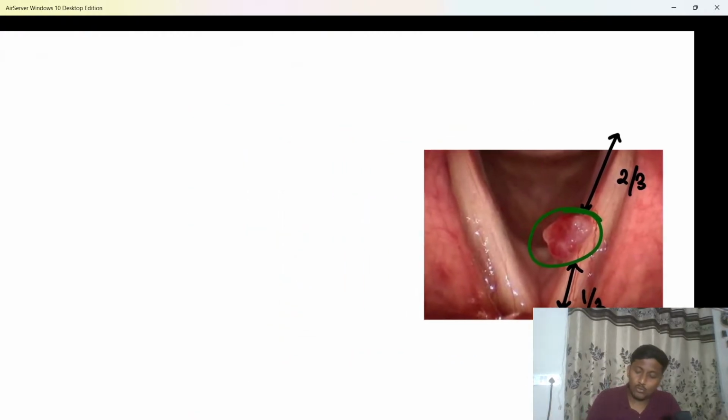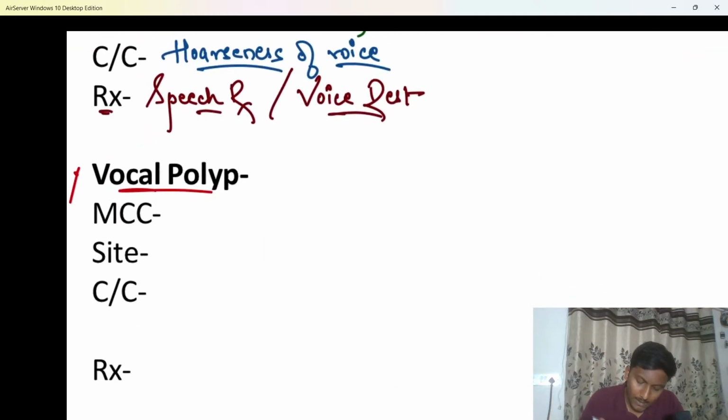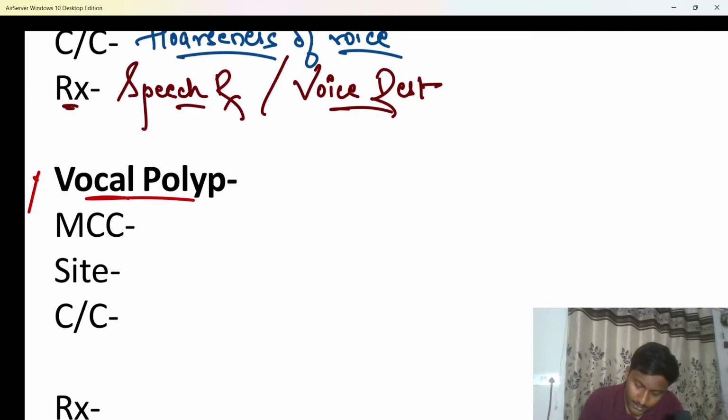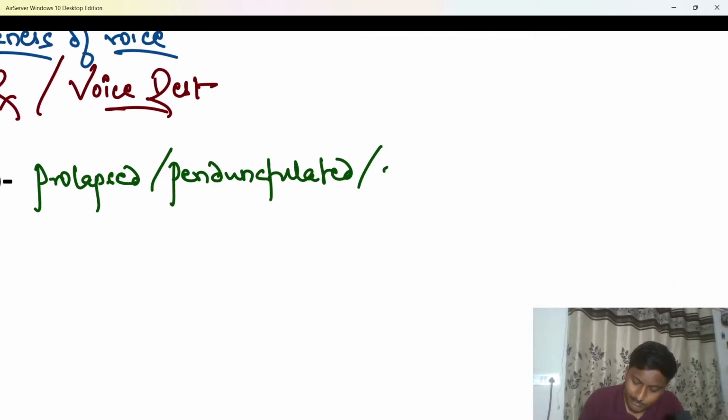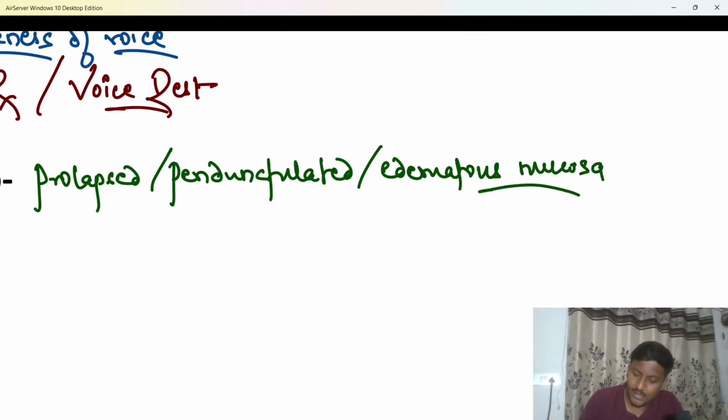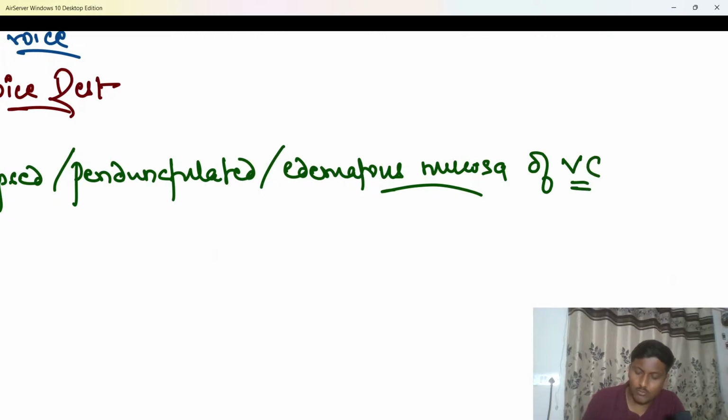Got it? जब mucosa में बहुत ज़्यादा edema हो जाता है and then that mucosa starts hanging out, beta, it becomes like a pendulum, it starts hanging out, that is what is called as a polyp. So vocal polyp is nothing else but it is the prolapsed, that is लटकने वाला, pedunculated like a pendulum. It is a prolapsed, pedunculated, edematous mucosa of the vocal cord. That is what a vocal polyp is.